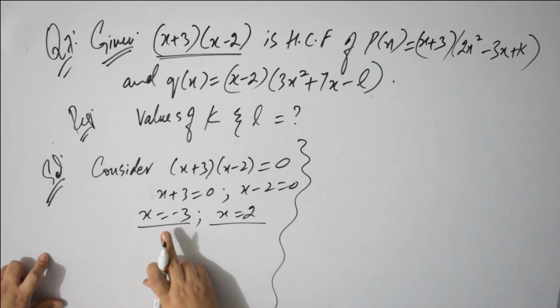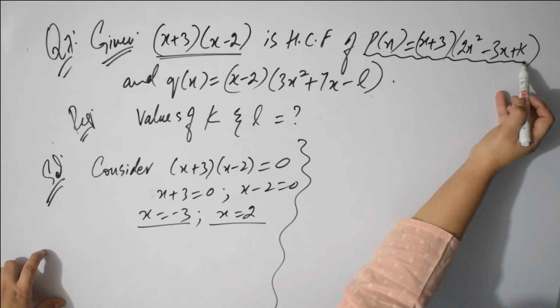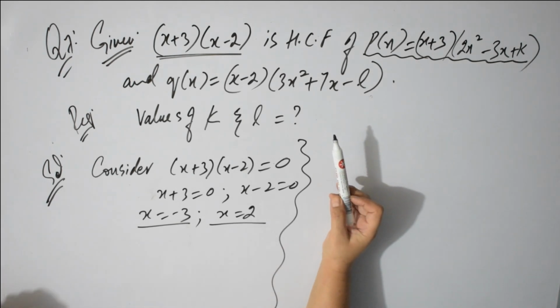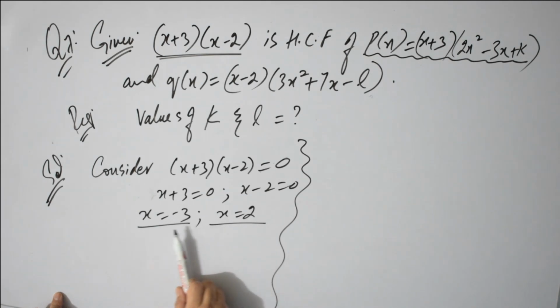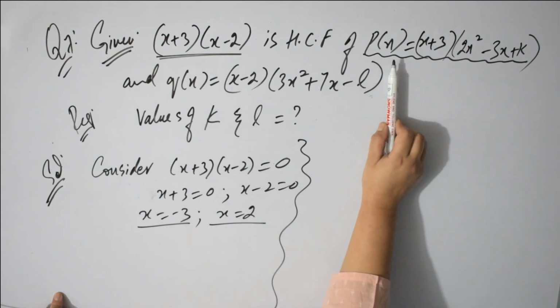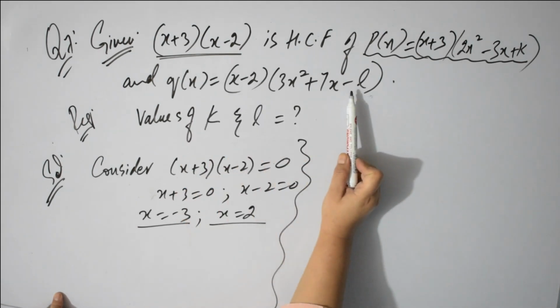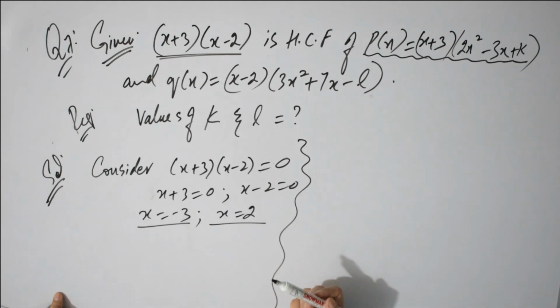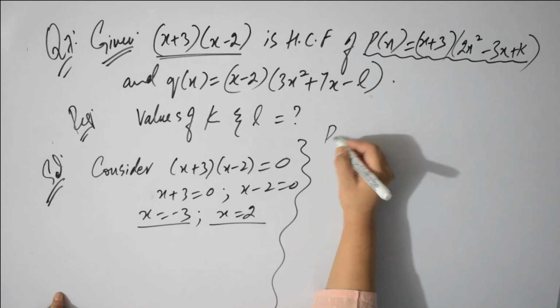I have to put these two values one by one in the given polynomials to find the value of k and l. When I put the value of x in my first polynomial, that is p of x, I will get the value of k, and by putting in the second I will get the value of l. So first I put in the first.